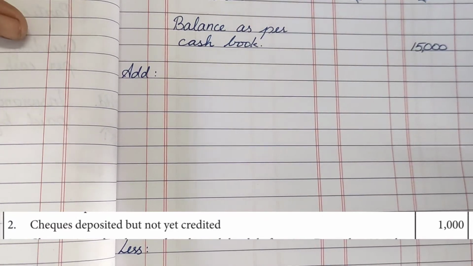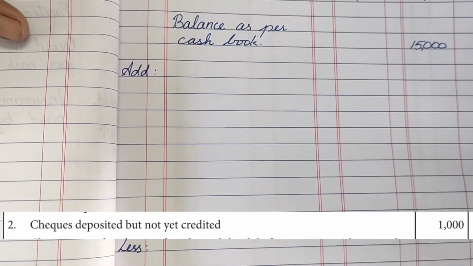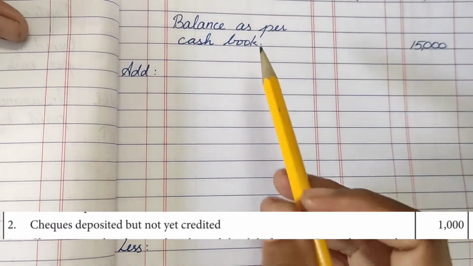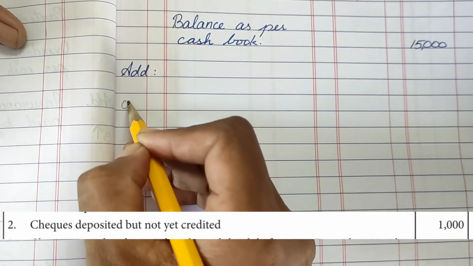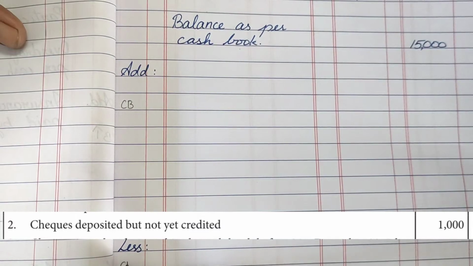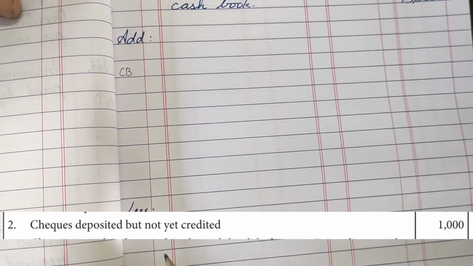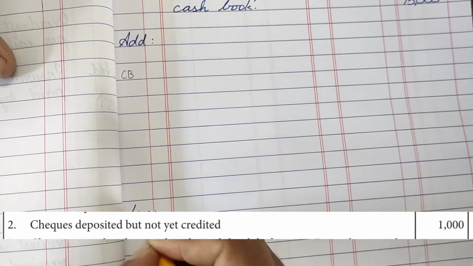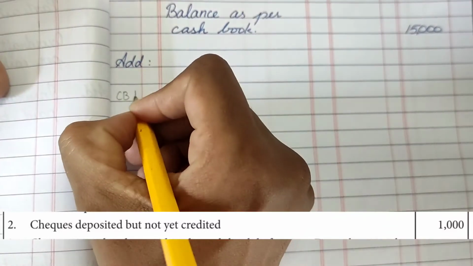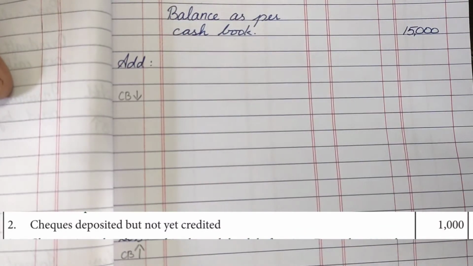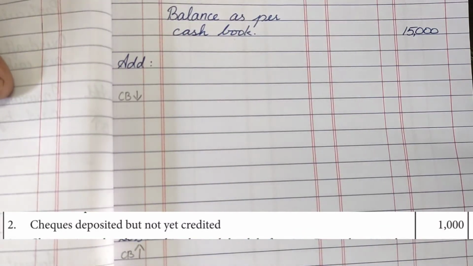So the first transaction, when we see, cheque deposited but not yet credited. So now we are doing balance as per cash book. You can write it down that when we are doing balance as per cash book, when the cash book is increasing, you'll put it in the less category. When the cash book is decreasing, you'll put it in the add category. Based on this only, we are going to do all the transactions.